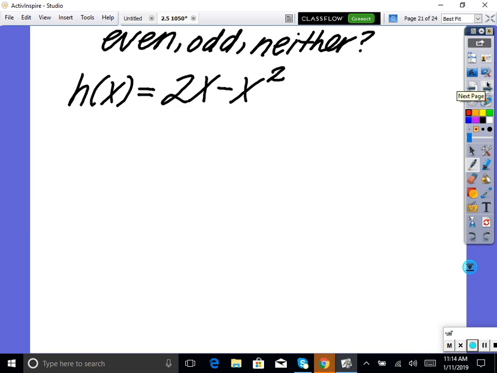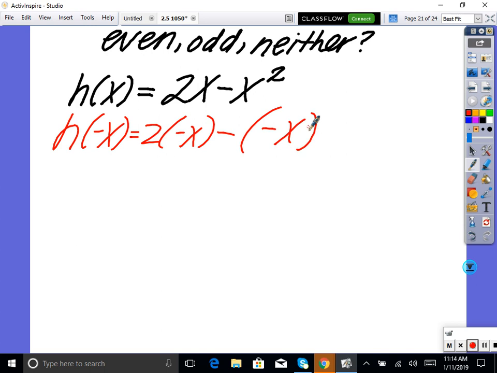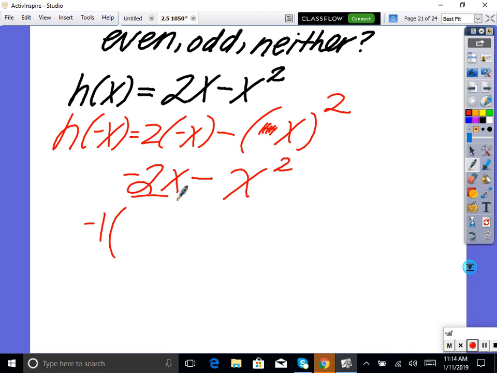Okay, another one, even, odd, or neither. So you'd say plug in negative x. So that'd be 2 times negative x minus negative x squared. So this is negative 2x, isn't it? This minus sign can't be changed for a second. And then a negative squared is positive. So we have minus x squared, don't we? So is it the original? No. Is it if we factor out a negative 1, divide by negative 1, divide by negative 1, left would be 2x plus x squared? Is it negative 1 times the exact original? No, because the sign's wrong. So it's neither. You're right.